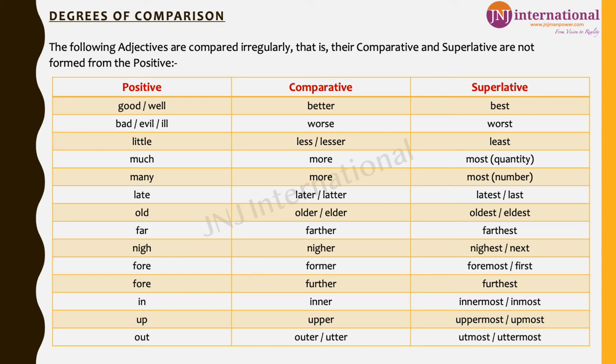Well, better, best. Bad, worse, worst. Evil, worse, worst. Ill, worse, worst. Little, less, least. Little, lesser, least. Much, more, most. So the word much is used for the quantity. Many, more, most. It's for the number.